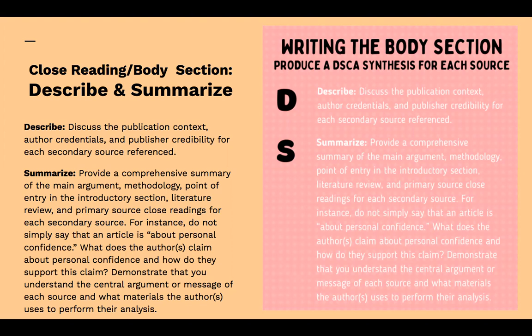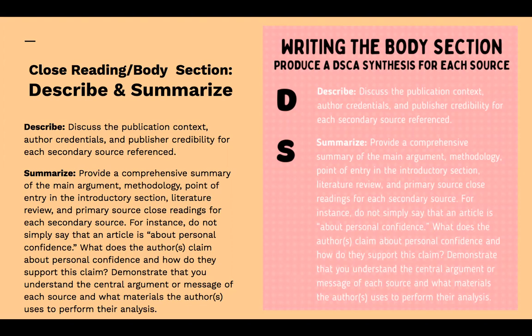And then you'll really recap for us, how did they start the article or chapter? What did they begin with? What kind of a literature review did they offer? Did they offer multiple pages where they recap other authors' contributions on the topic to the scholarly conversation? Did they offer any kind of primary source close readings where they analyze something like color or personal narrative or erasure or some other key concept? So summarize is really where you get to how this source is put together.